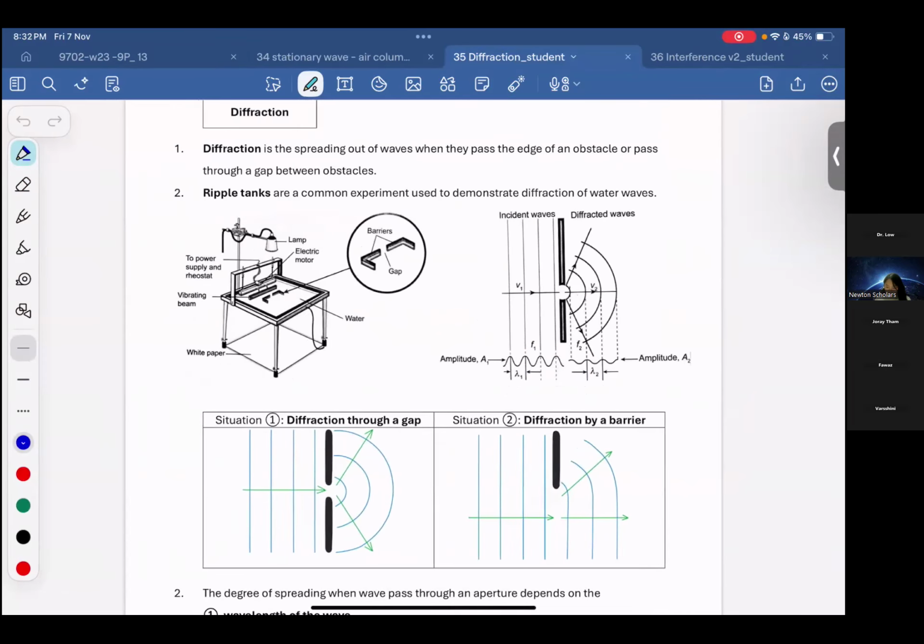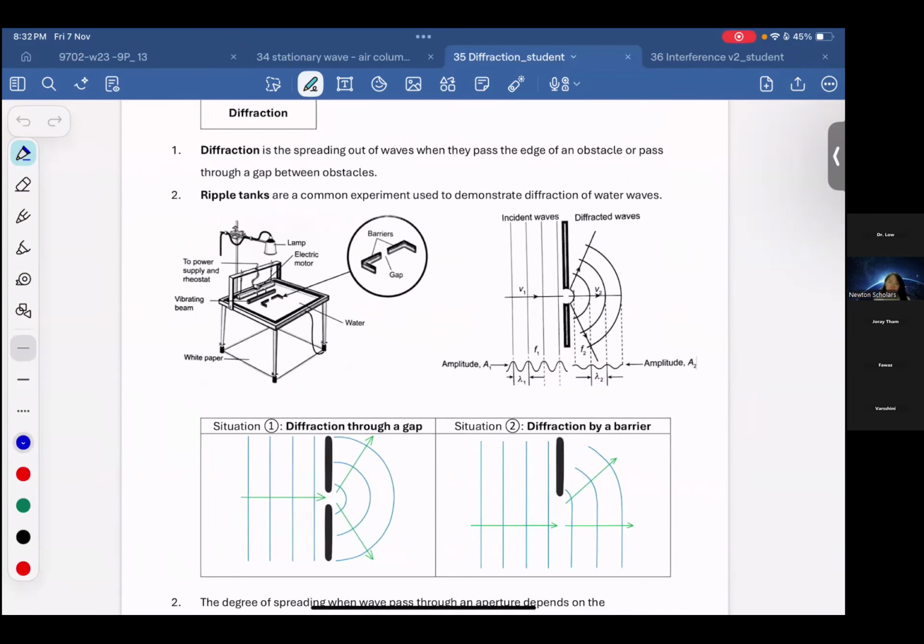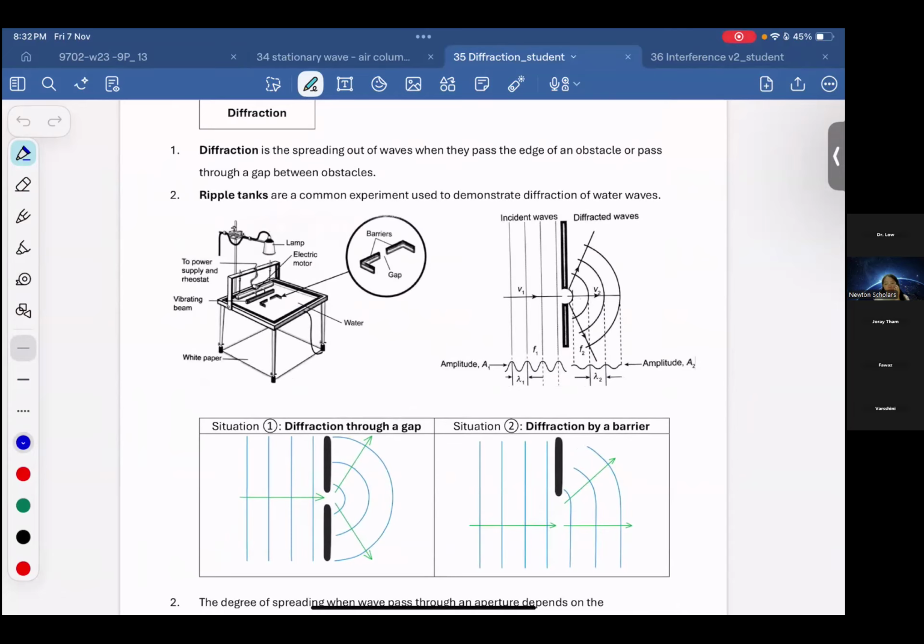Okay, diffraction. Actually, this one is year 10. We learned this before, year 10. Diffraction is the wave spread out when they pass through an edge or obstacle. So ripple tank is the common experiment to show the water wave. Ripple tank only shows water wave. It cannot show the light wave and sound wave.